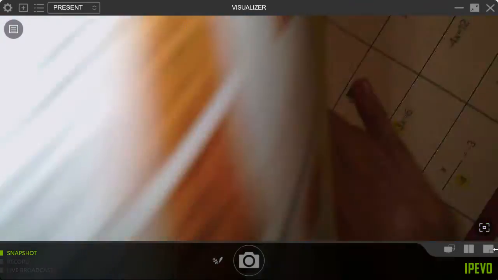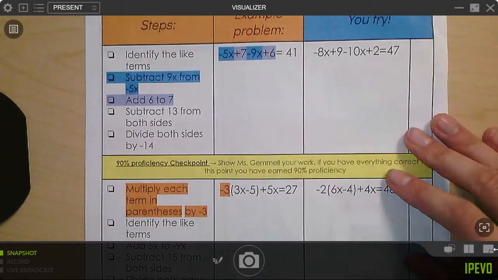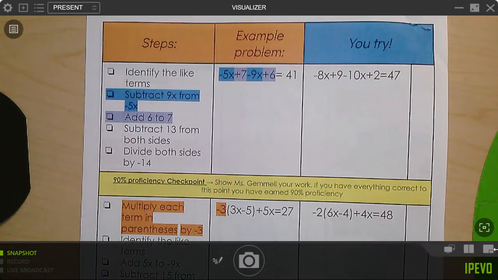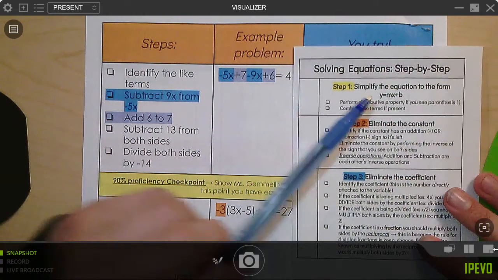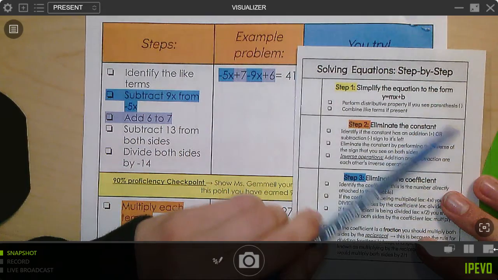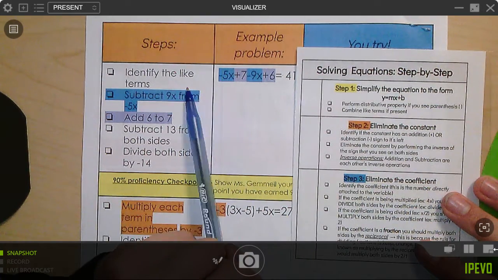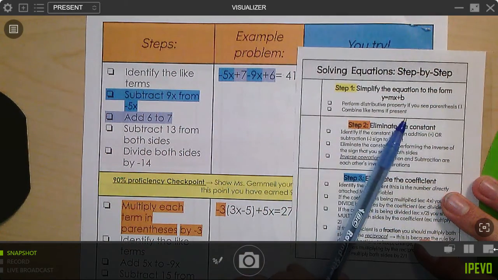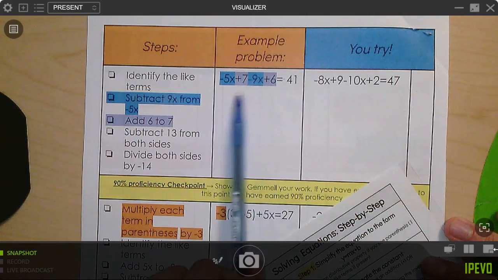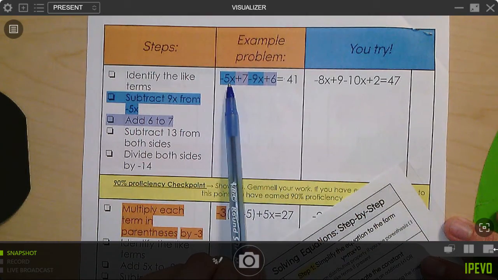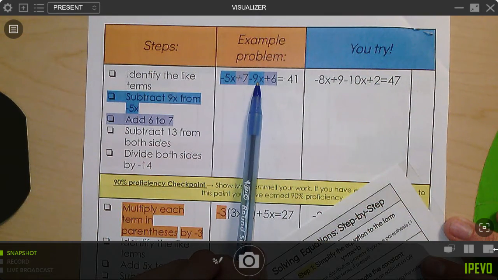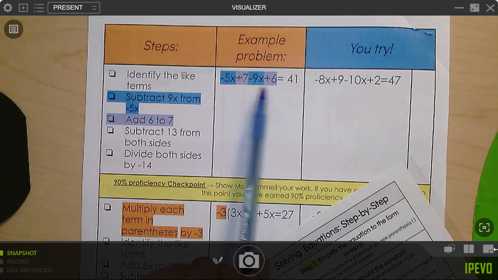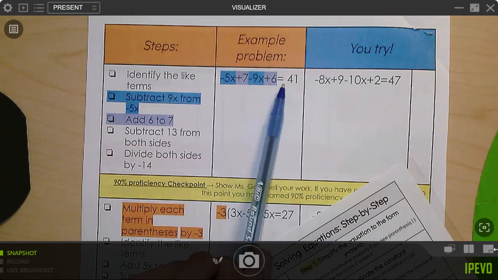We have one more problem for this proficiency checkpoint. Now, this one does look a little bit different. It's still considered in the same checkpoint because we're only doing one thing to simplify. But this one, it says perform distributive properties, see parentheses. I don't see any parentheses. Combine like terms if present. We do have some like terms. Remember, negative 5x and negative 9x are like terms because they both have the same variable, x. Positive 7 and positive 6 are like terms because they are both constants.